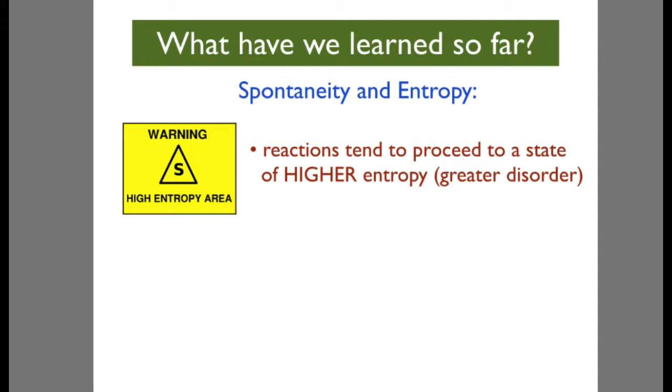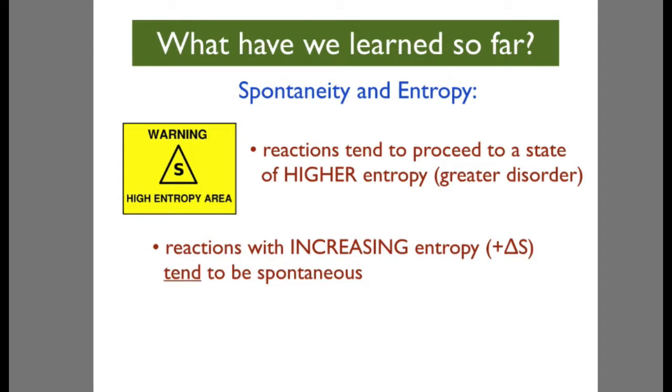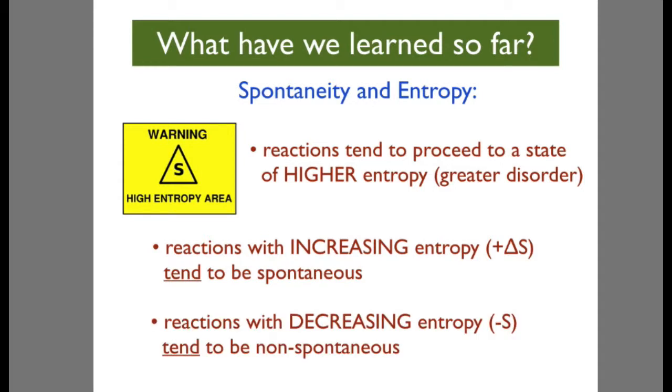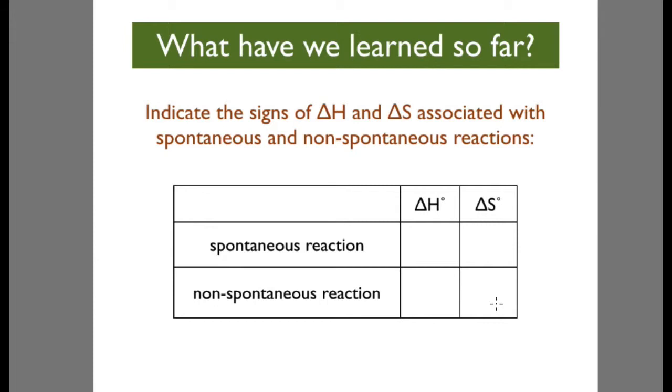Reactions tend to proceed to a state of higher entropy, greater disorder. Reactions with increasing entropy tend to be spontaneous. So reactions with decreasing entropy tend to be non-spontaneous. Oh, and there should be a little triangle in there, shouldn't there? Indicate the signs for the change in enthalpy and change in entropy associated with spontaneous and non-spontaneous reactions. Can you do that? Let's pause and have a go.